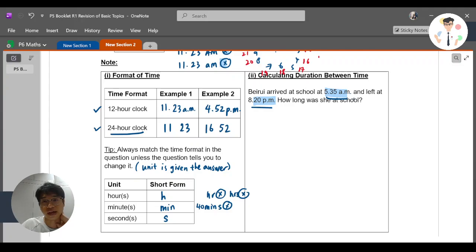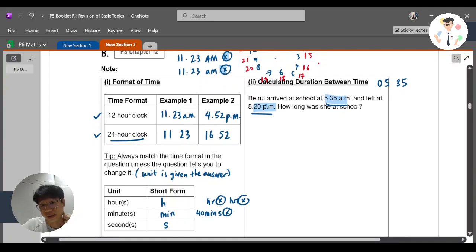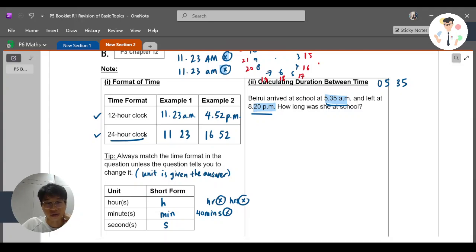For example, 5:35 a.m., I know it's 0535. How about 8:20 p.m.? Don't forget p.m. If I want to convert into the 24-hour clock system, I know that I need to add 12 on the hour part. Just like here, 4 plus 12 becomes 16. So 8 plus 12, 20. So I know it's 2020. Then I'll subtract: 2020 minus 0535. That's what I like to do.